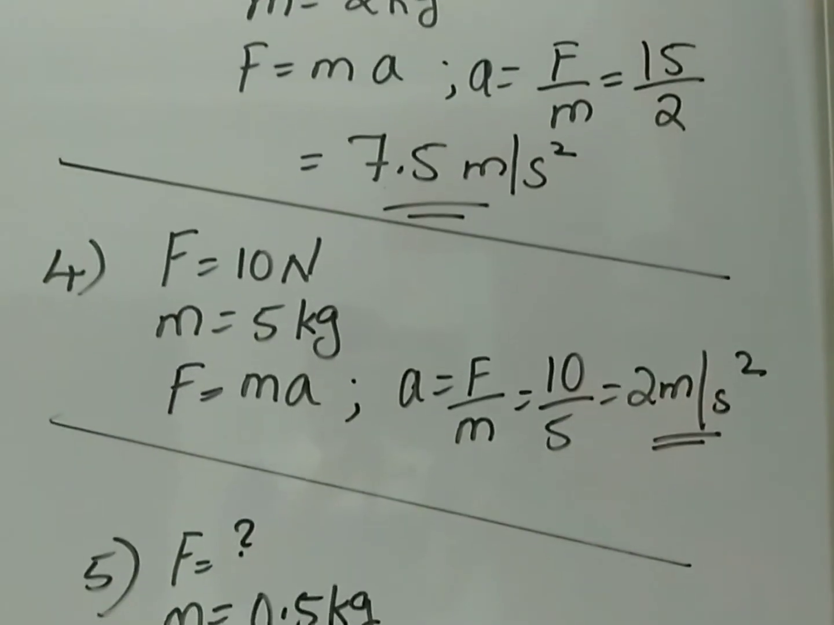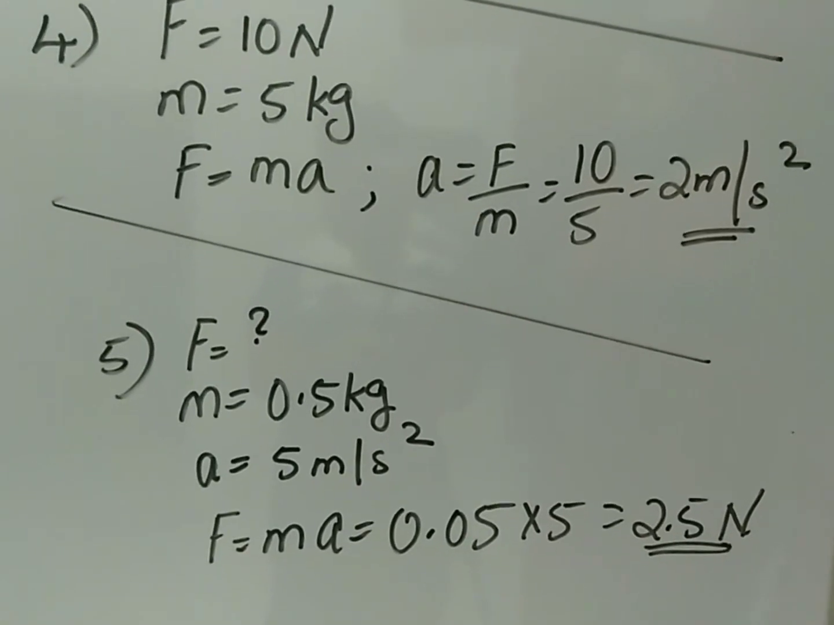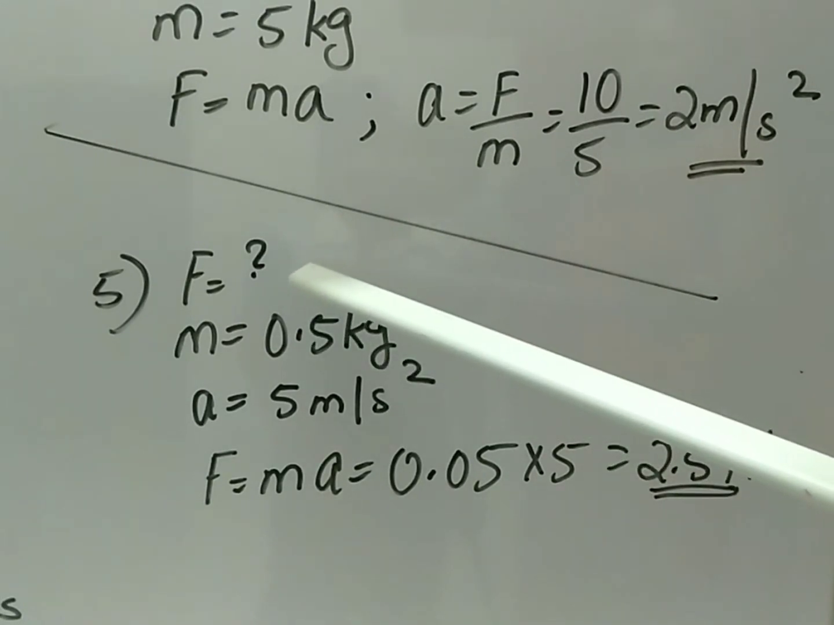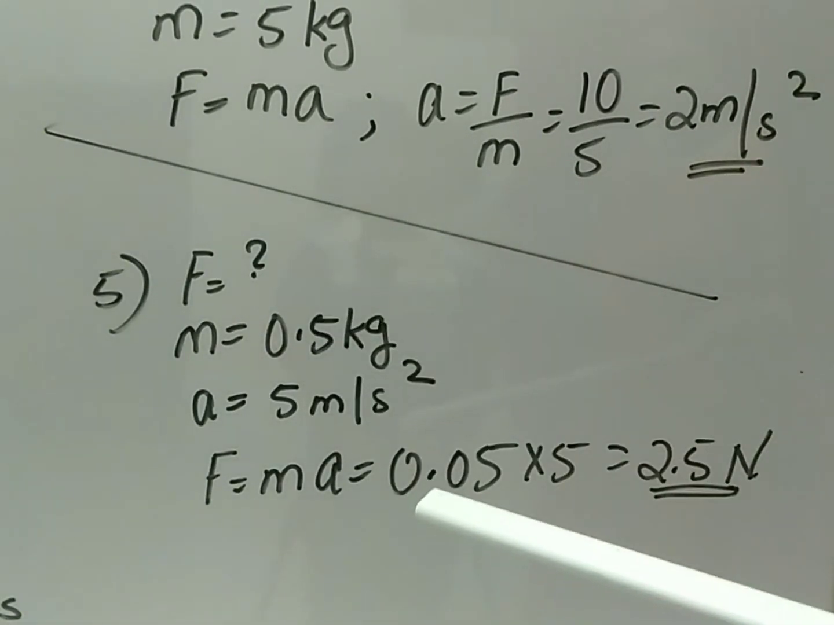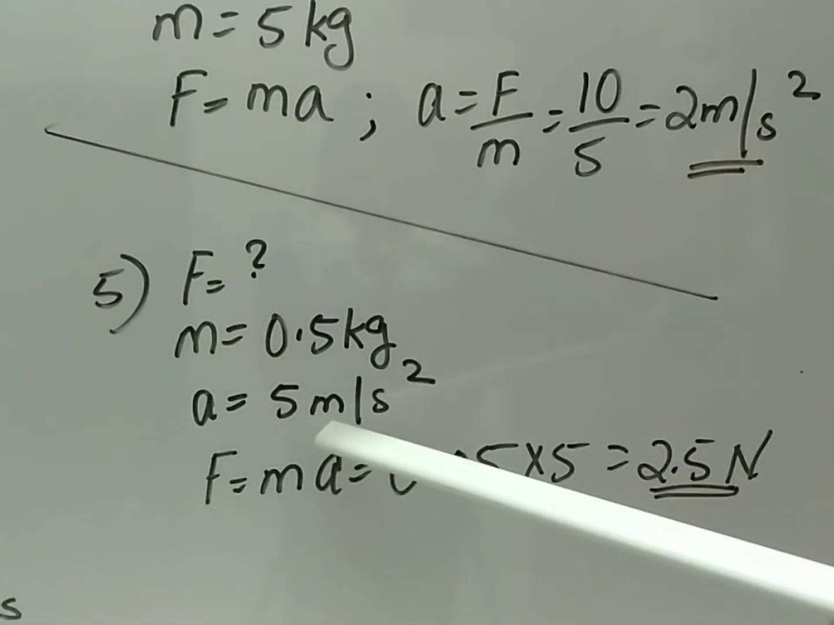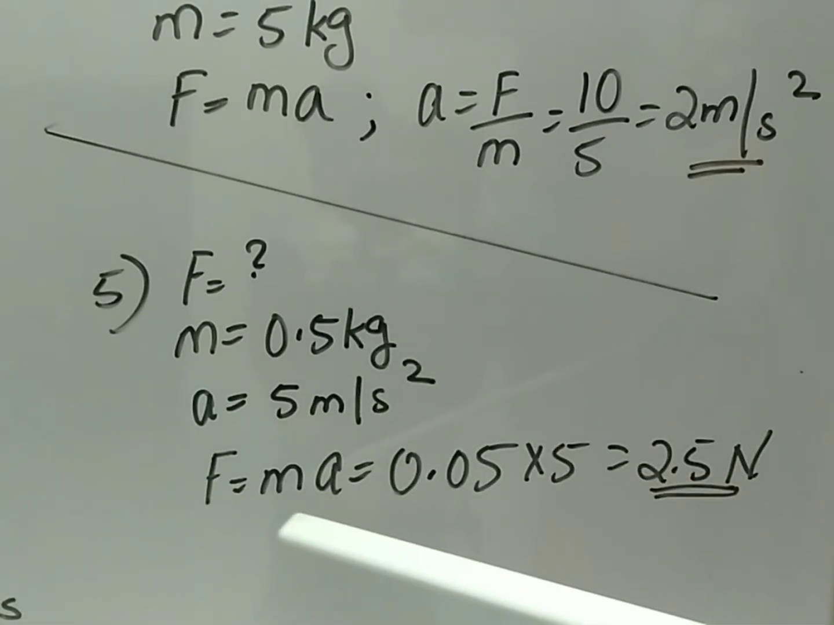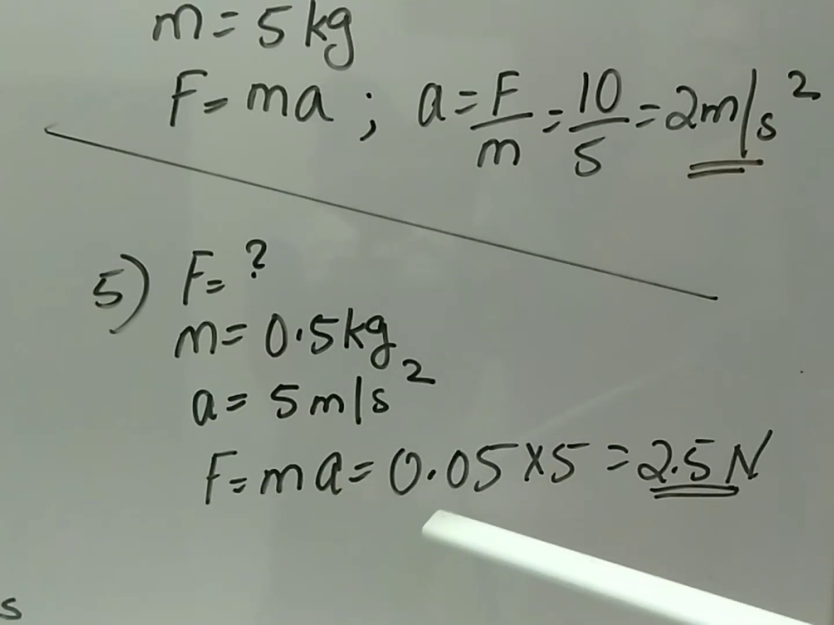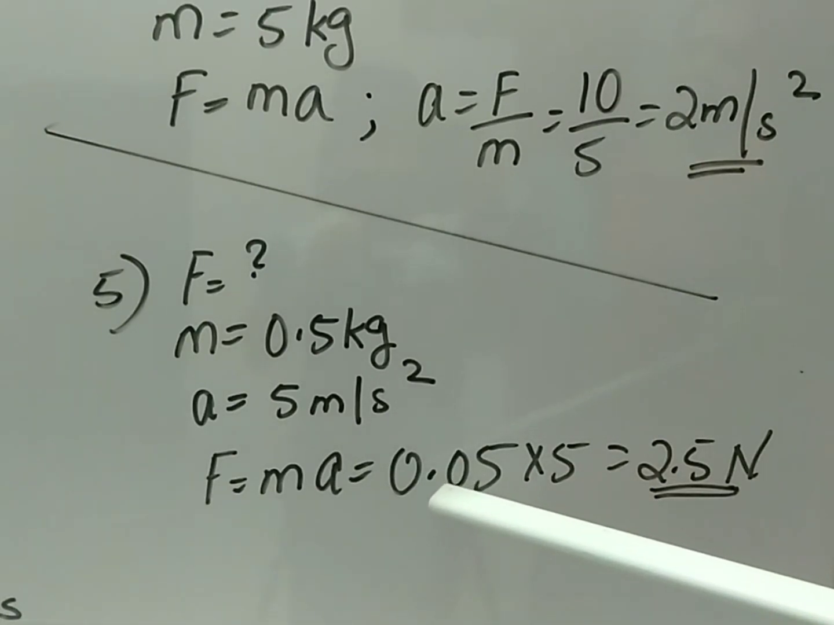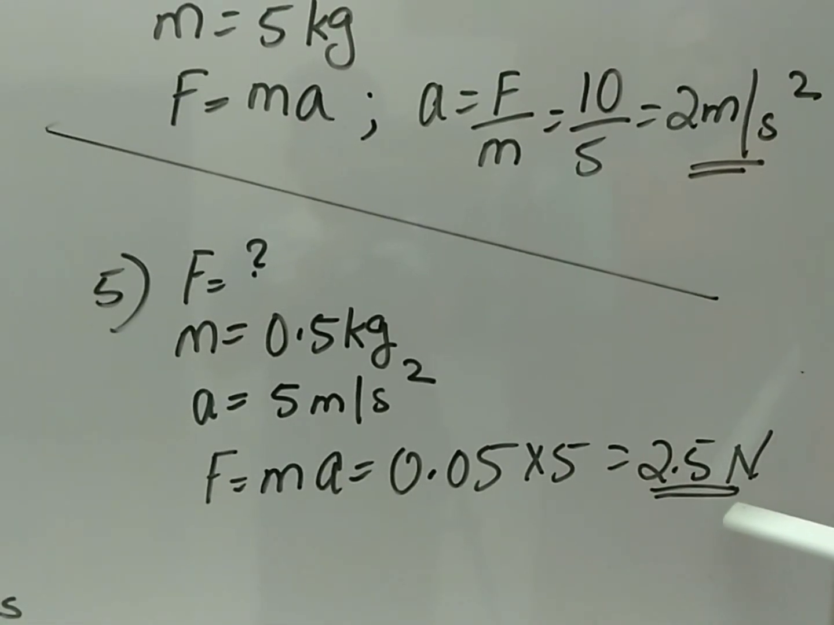Question number 5. Calculate the magnitude of force which when applied on a body of mass 0.5 kg produces acceleration 5 meter per second square. That means we have to find the force applied on a body of mass 0.5 kg. So mass and acceleration, we have to calculate force. That means F is equal to ma. Direct substitution, 0.05 into 5. 5 into 5, 25. Then you have to put the decimal. 0.05 into 5, you will get the answer 2.5 Newton.